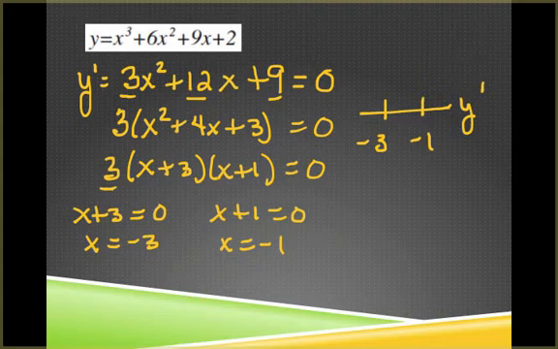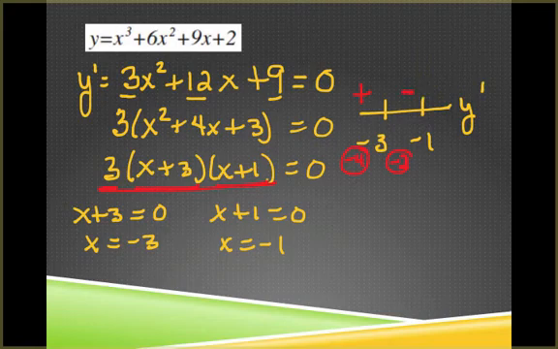Let's pick some values on either side of those, in those intervals. To the left of negative 3, let's do negative 4. I'm going to go right into the factored form. If I put in negative 4, 3 is positive, negative 4 plus 3 is negative, and negative 4 plus 1 is negative. A positive times a negative times a negative is positive. I'm going to substitute in negative 2 for the interval between negative 3 and negative 1. Then 3 is positive, negative 2 plus 3 is positive, and negative 2 plus 1 is negative. A positive times a negative is negative.